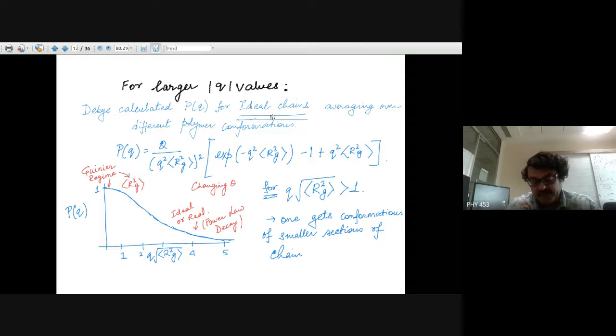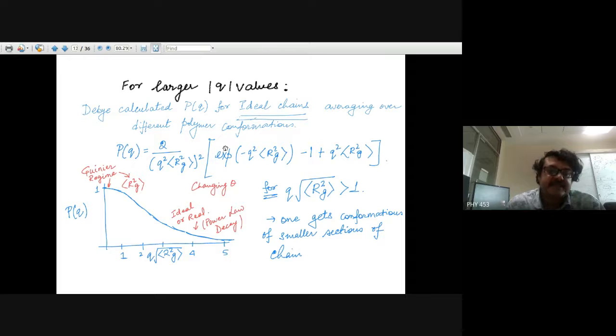Since a polymer can take different conformations, you thermodynamically, statistical mechanically average over ideal chain conformations, and then you can calculate P(Q), averaging over the different polymer conformations. He found that P(Q) is equal to 2 by this formula. The derivation is again there in Rubinstein. This is an exponential fall, and then it's also 1 by q square r square g whole square.